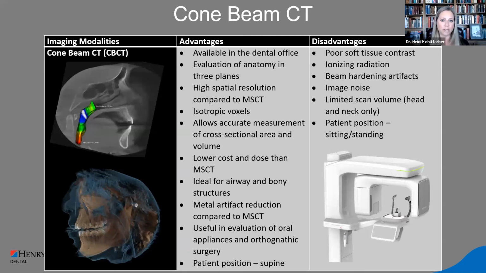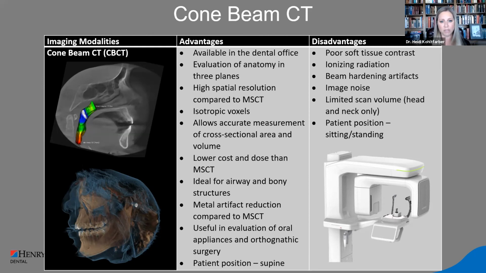It's very different from medical CT, where you technically have more of a brick instead of a cube, and so you really can only see everything really well in one reconstructed section at a time. We have accurate measurements because we have those isotropic voxels, so we have very, very accurate measurements with our CBCTs. It is a lower cost and a lower dose than our medical CTs, much easier to obtain for our patients as well. And it has great metal artifact reduction in comparison to medical CT. Very useful for looking at our oral appliances and orthodontic surgery.